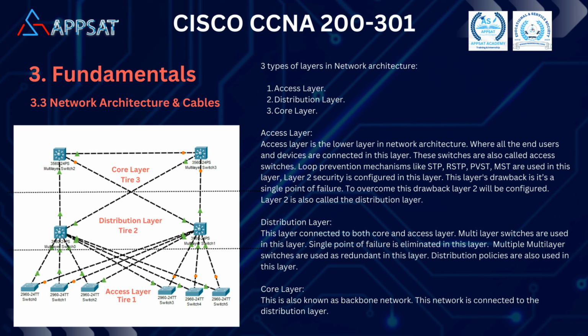This layer is also called the distribution layer. Distribution layer. This layer is connected to both the core and access layers. Multi-layer switches are used in this layer. The single point of failure is eliminated in this layer. Multiple multi-layer switches are used as redundancy in this layer. Distribution policies are also used in this layer.